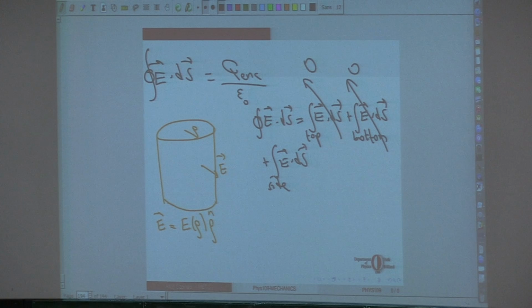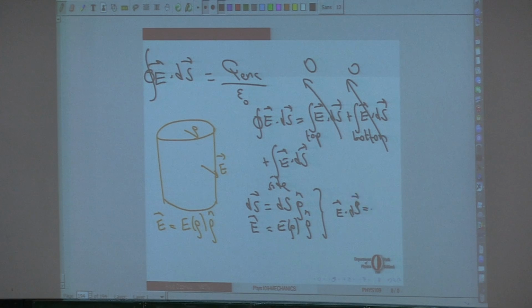Now, on the sides, what is the direction of ds? Well, here it is in this direction, here it is in this direction, here it will be in this direction. It's in the direction of rho hat. So ds has its magnitude in the rho hat direction, and E has, let's say, its magnitude in the rho hat direction. So E dot ds is equal to E of rho times ds.